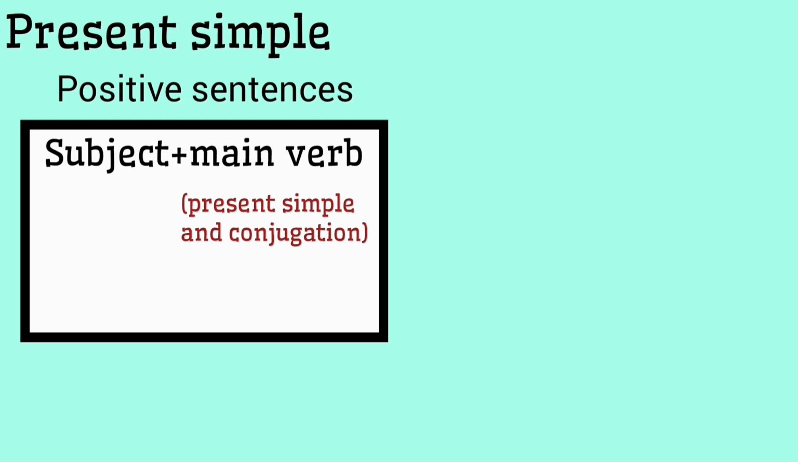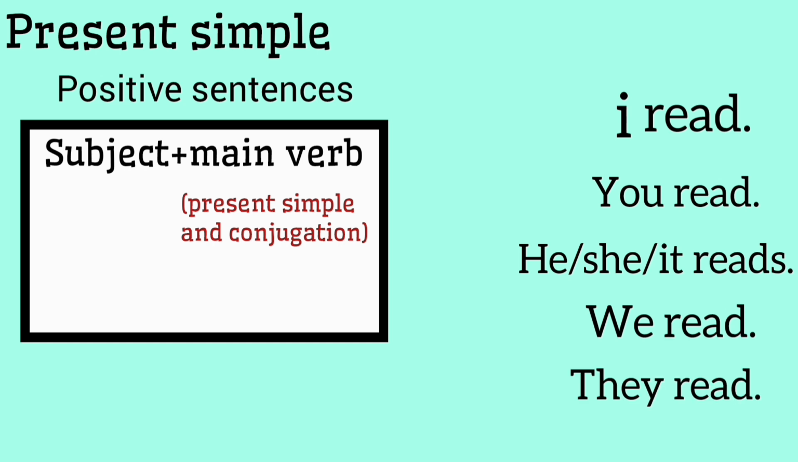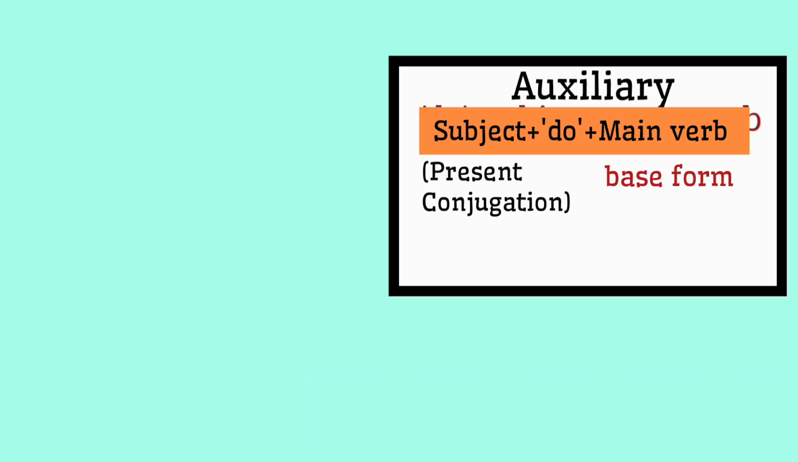When we write positive sentences, we add the subject followed by the main verb conjugation. Read. I read. You read. He, she, it reads. We read. They read. The only thing that we need to remember is to add s or es with the third person singular. He, she, it reads.